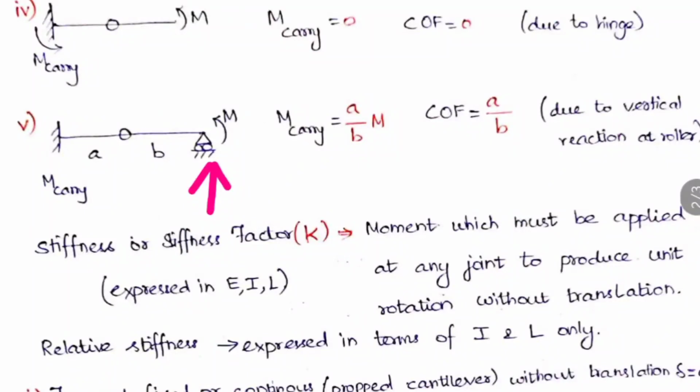Here the carryover moment at the fixed support will be a by b times M, where a and b are the distances before and after the hinge, and the carryover factor will be a by b. So these are the different types, from which we can conclude how much moment is transferred to the other end. This concept will be applied in the questions.